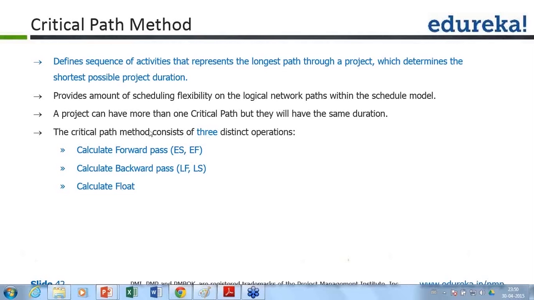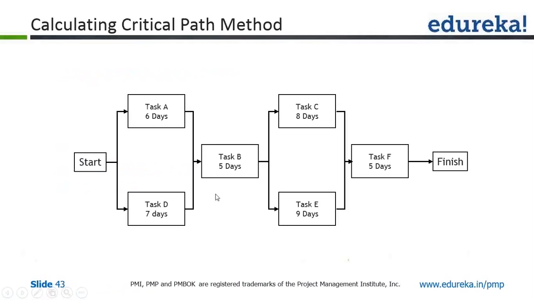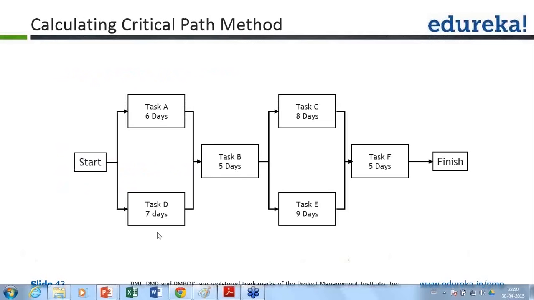It can be done using three distinct activities. You calculate the forward pass, then you calculate the backward pass, and then we calculate float. Let us see what this forward pass or backward pass is. I have a sample project here, very simple. I have task A. When the project kickstarts, I have tasks A and D starting. Completion of those will lead into the start of B. When B completes, C and E will start. Completion of C and E will lead into the start of F, and then our project will be finished.